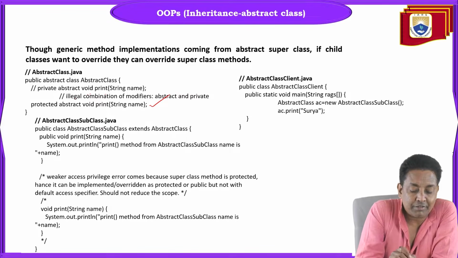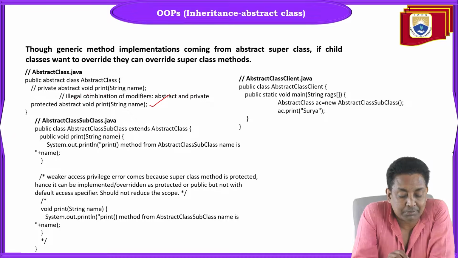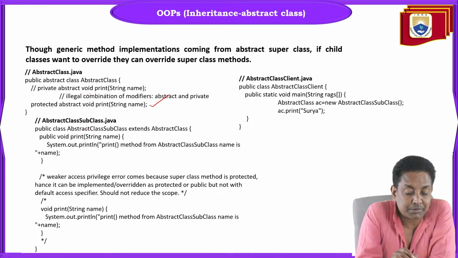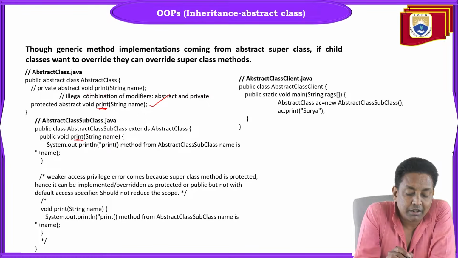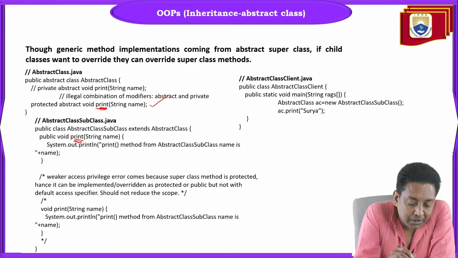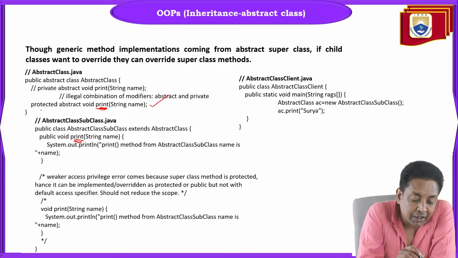Because here we are writing one subclass: public class SubClass extends AbstractClass. I am implementing the method void print with String name parameter and some statement. While implementing superclass methods in a subclass, there is one condition: you must maintain the method with the same access specifier.